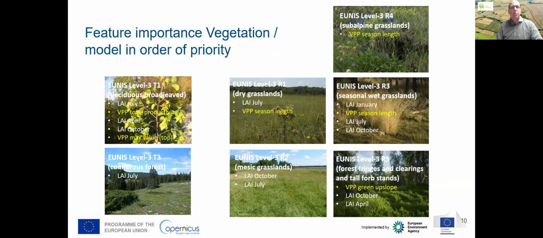So you see here that more parameters are popping up for the broadleafed, as well as on the right side, you see it for the grasslands, for different grasslands, that if you look at dry grasslands, for instance, there, the VPP season length is popping up, as well as also in the subalpine and seasonal wet grasslands. While, for instance, in the forest fringes, there you see the upslope, because it's a little bit more related to the shrub part. So you see different parameters are selected across the different species types by the machine learning algorithms, the models. So now I hand over to Lori for the second part.